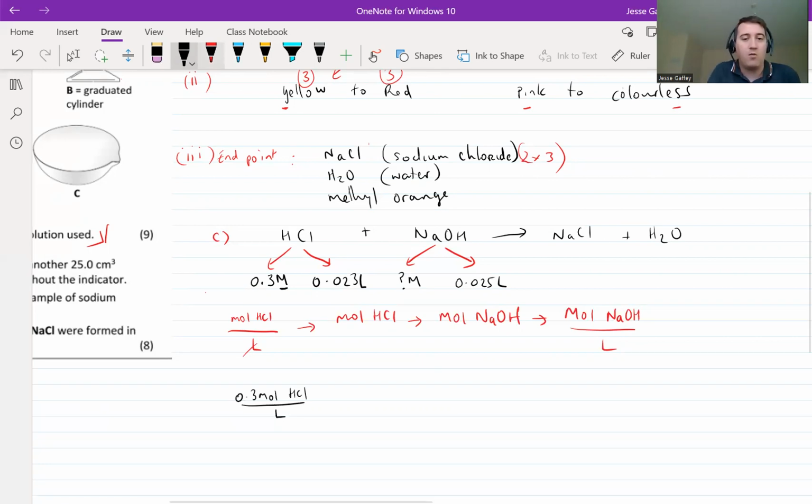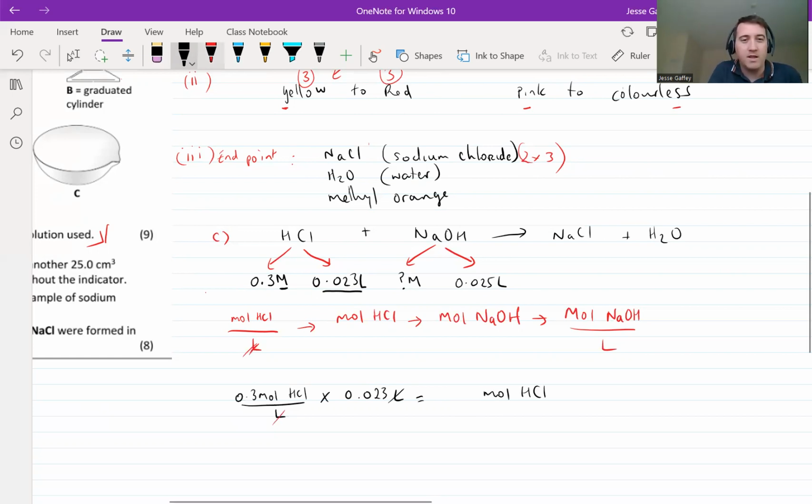All right, we know that we need liters to cancel here. So we're going to times this by a number of liters. Now, how many liters should we use? Well, it's how many liters we use per titration, 0.023 liters. So there's my liters cancel out, and that's going to give me a number of moles of HCl.